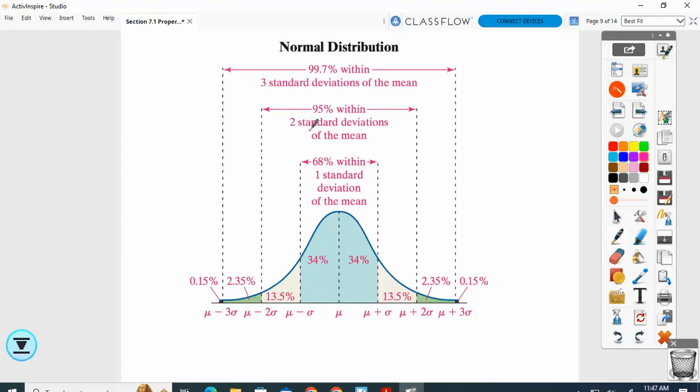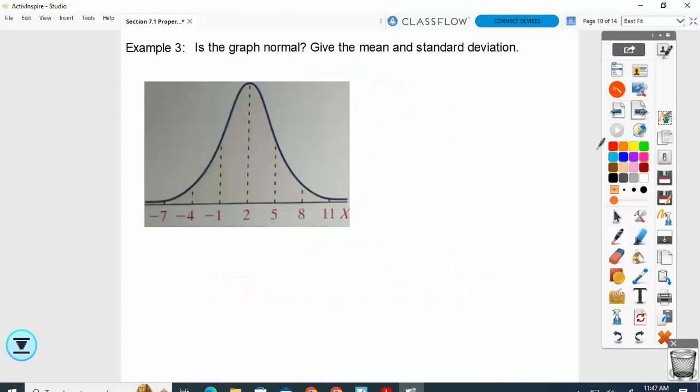So let's try looking at a graph and seeing if we can pick out some information. Would this be a normal curve? Yeah, that looks pretty normal to me. Nice and symmetric. All right. What would be the mean? 2, the center. And the standard deviation.